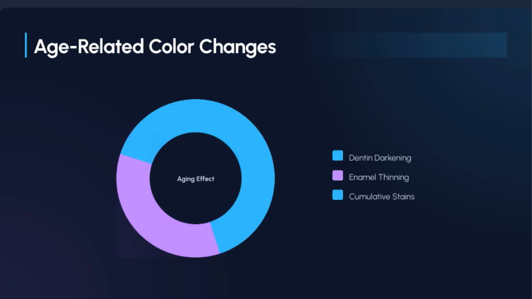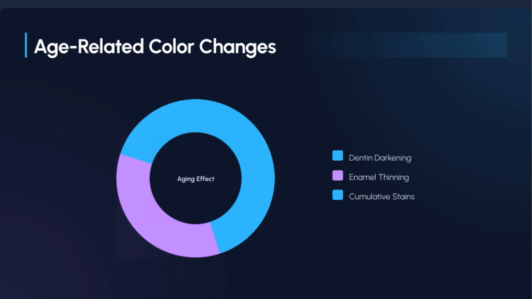Let's take a closer look at how stains accumulate over time and their effects on teeth. When we talk about cumulative stains, we're referring to the way stains build up gradually, affecting the overall appearance of the enamel. One key aspect is enamel thinning, which naturally occurs with age. As the enamel becomes thinner, the underlying dentin, which is darker and more yellowish, becomes more visible. This leads to dentin darkening, giving teeth a more aged and less vibrant look.